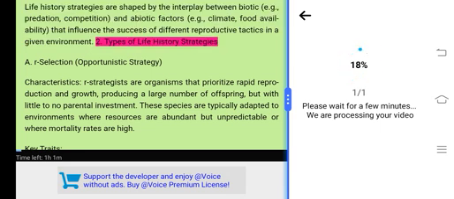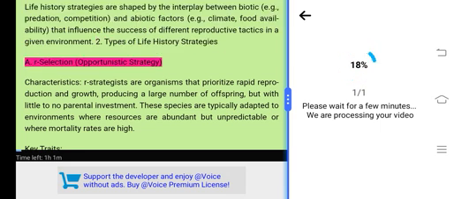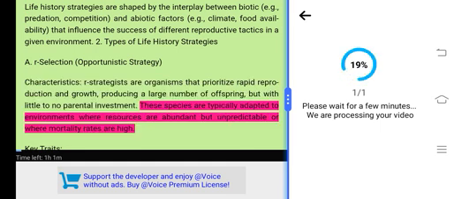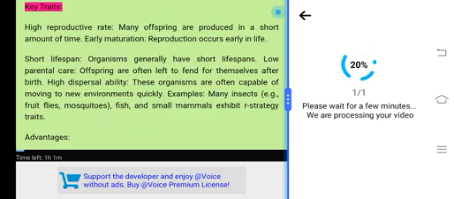2. Types of life history strategies. A. R selection, opportunistic strategy. Characteristics. R strategists are organisms that prioritize rapid reproduction and growth, producing a large number of offspring, but with little to no parental investment. These species are typically adapted to environments where resources are abundant but unpredictable or where mortality rates are high. Key traits.